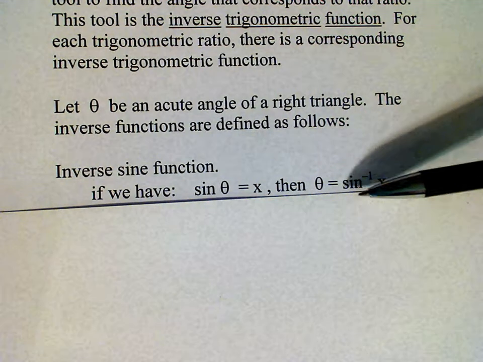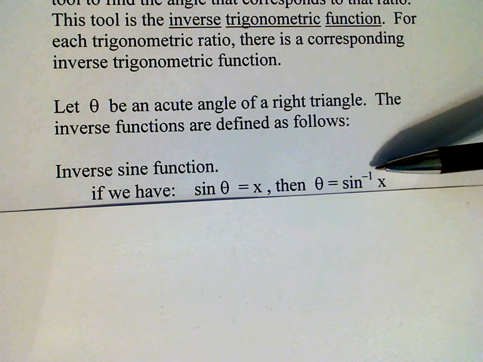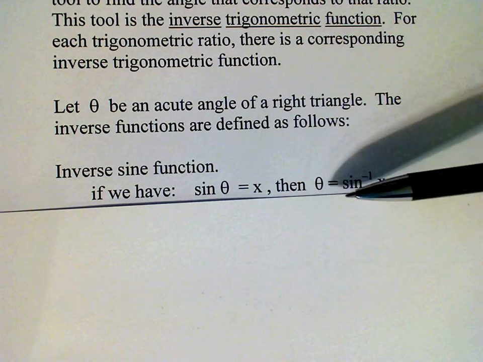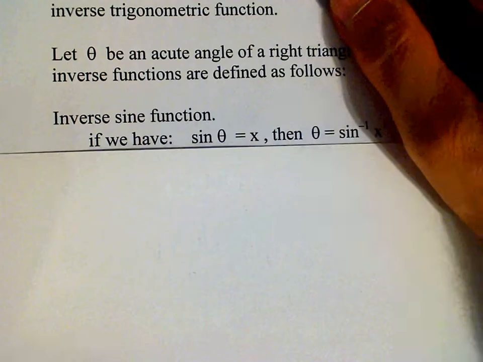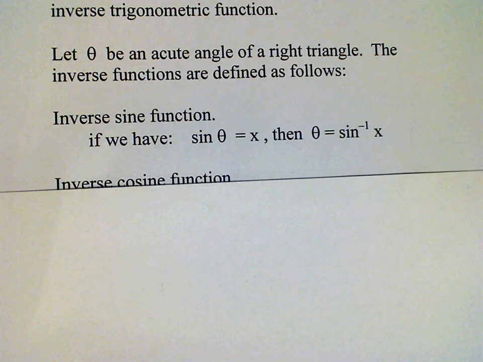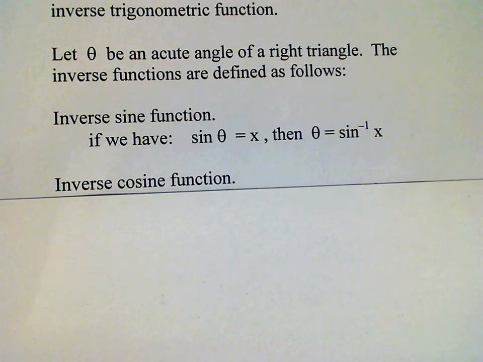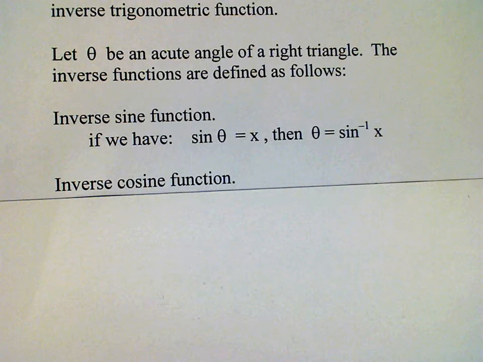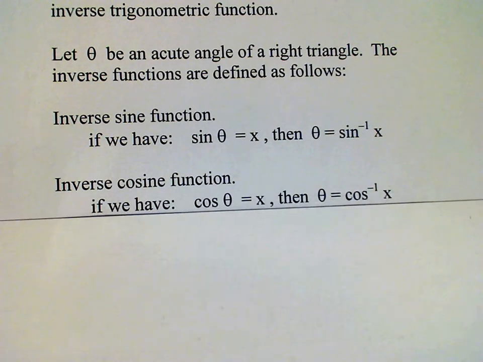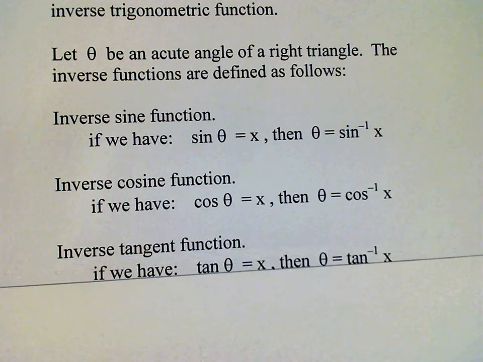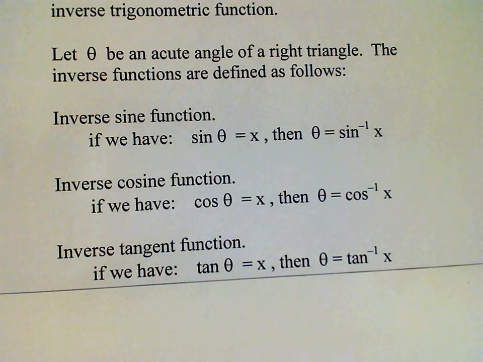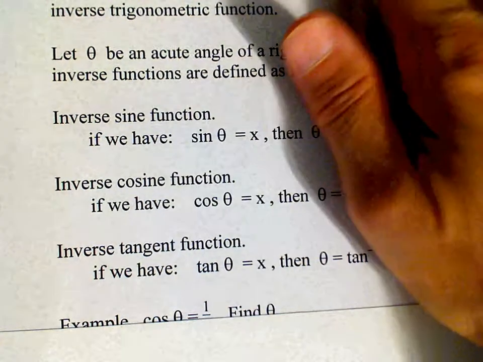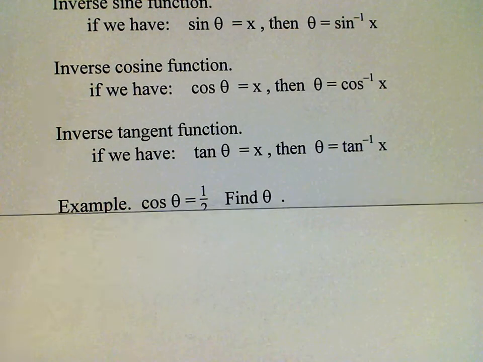Okay, so notice this notation here: sine and then minus 1. This is read as inverse sine. Similar thing going on if we have the cosine. Cosine of theta is x, then theta is the inverse cosine of x. And similarly for the tangent. If tangent of theta is equal to x, then theta is the inverse tangent of x.